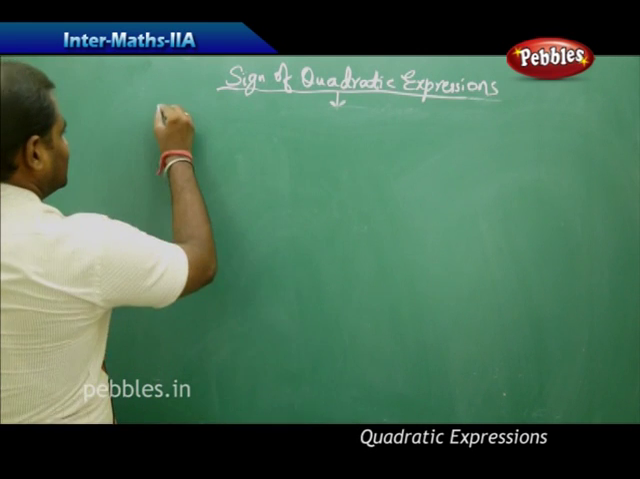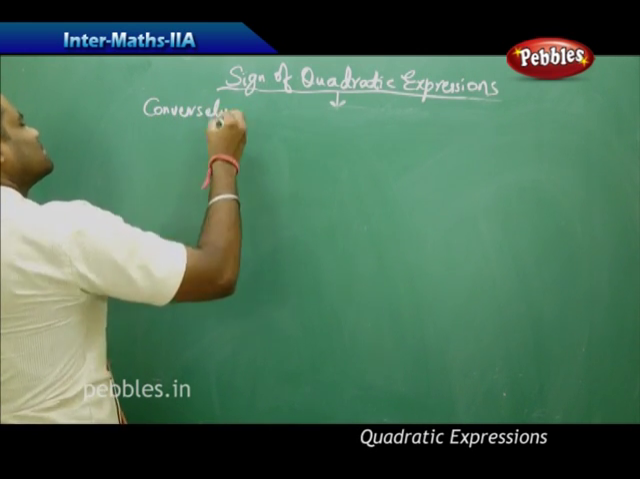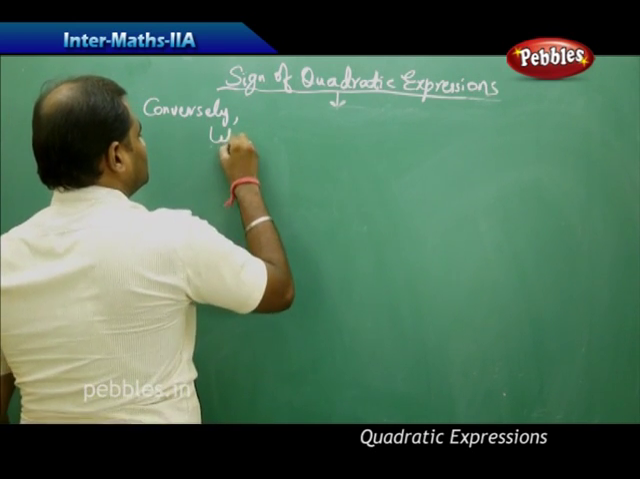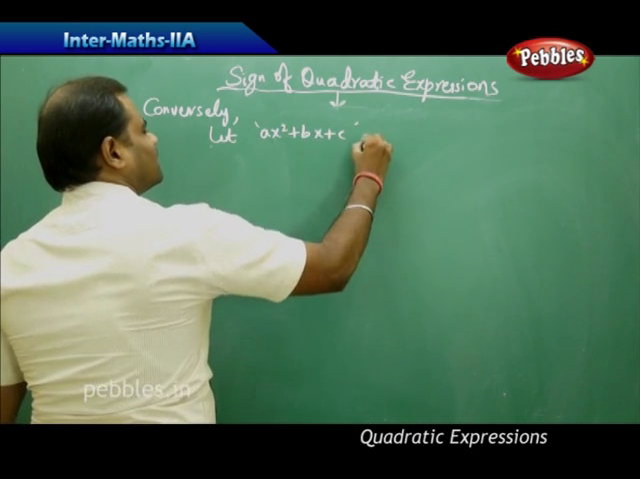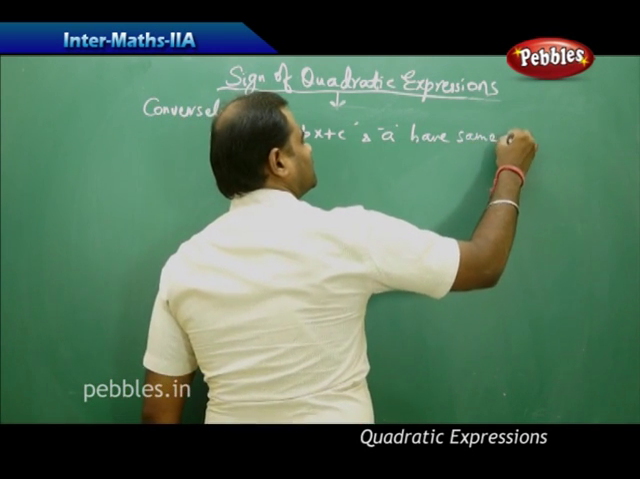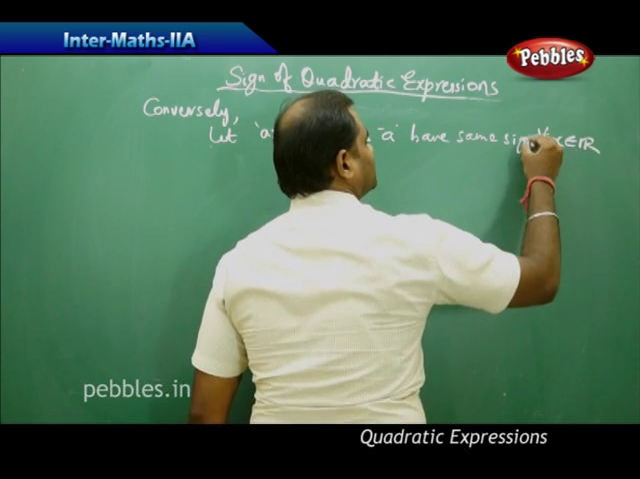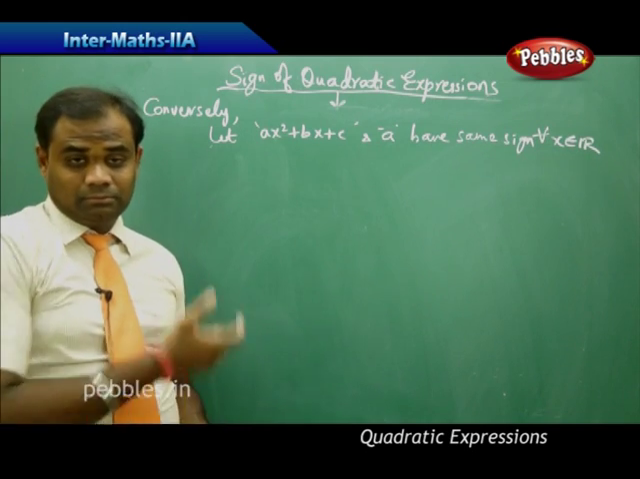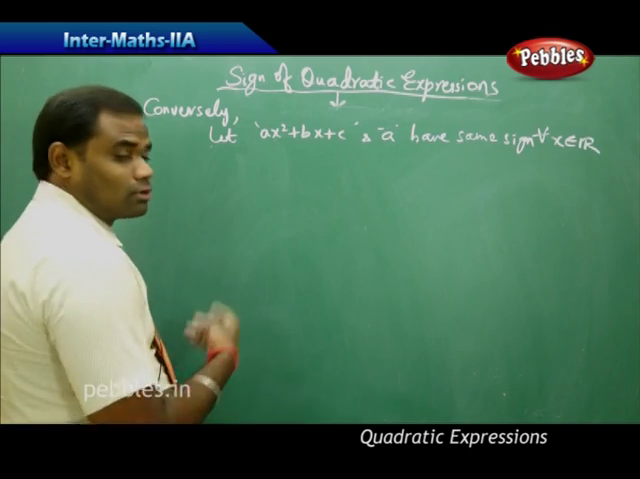So conversely, I consider that ax square plus bx plus c and a have the same sign, for all x belonging to real numbers. Now using this, I had to prove that the roots of this quadratic equation are complex, non-zero complex numbers.